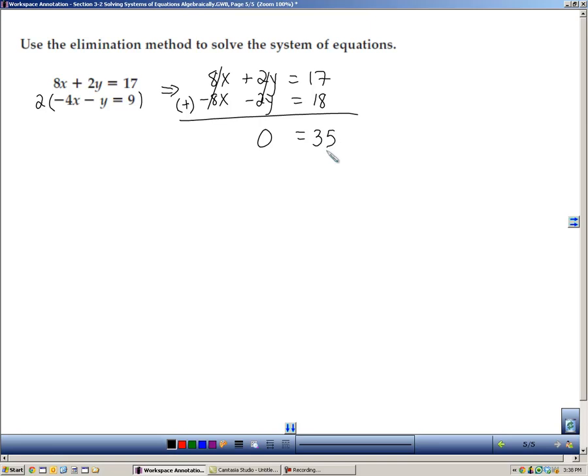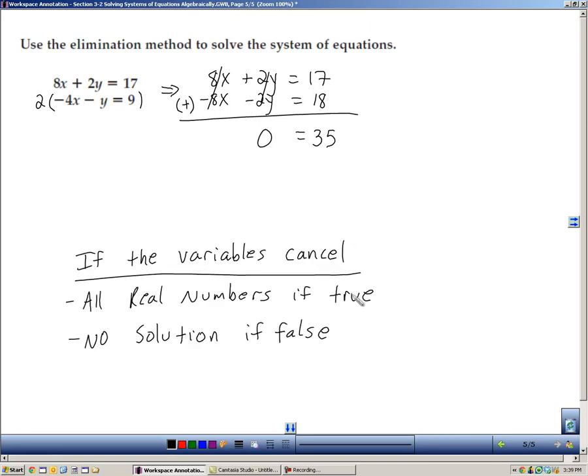Now something interesting happens here. The letters all fall off. They completely go away. When they do, there are two potential solutions. And here's how you need to think about it. If all the variables cancel off, you're going to say all real numbers if the equation is true, and you're going to say no solution if the equation is false. So we go back up here. All the letters canceled off. So does 0 equal 35? No, it does not. So this is a false equation. So our answer is no solution.